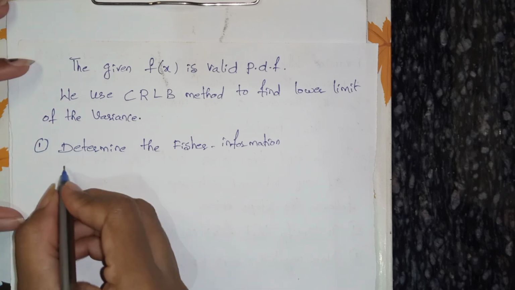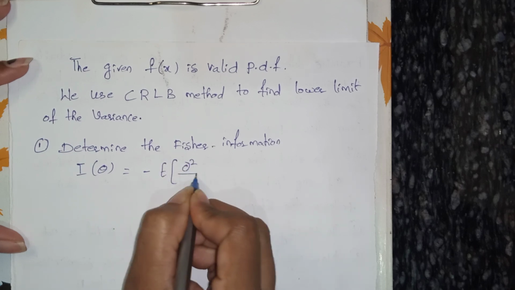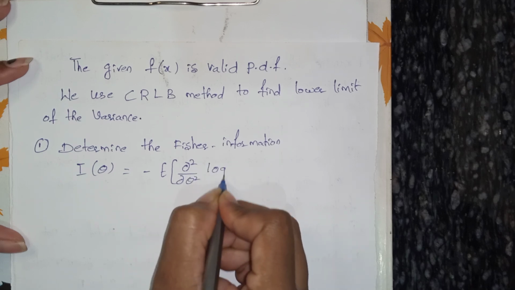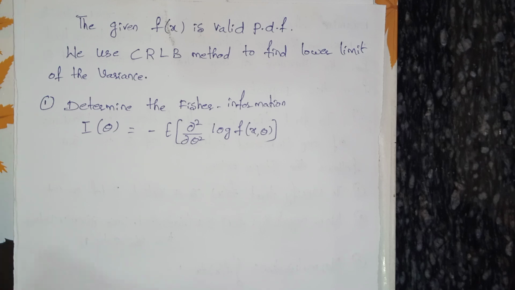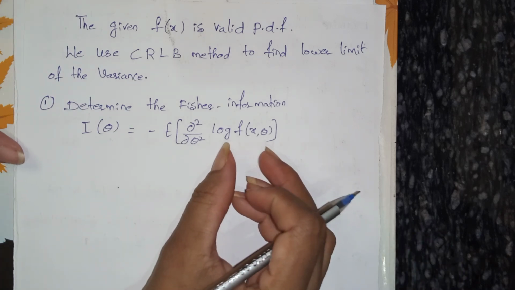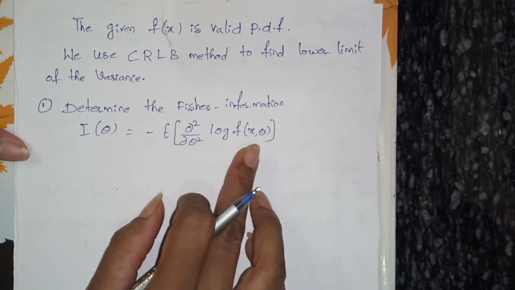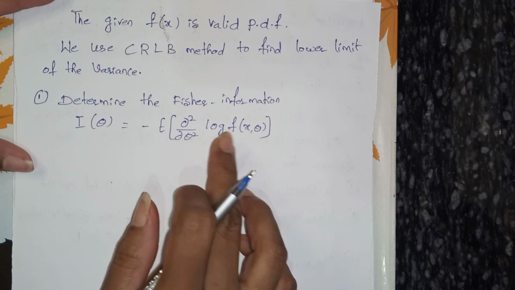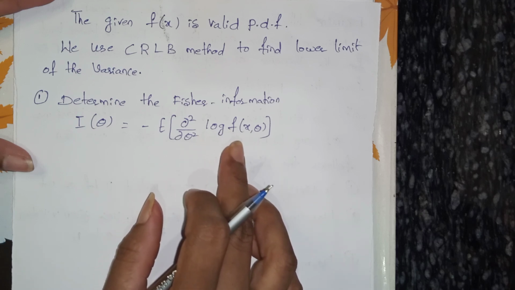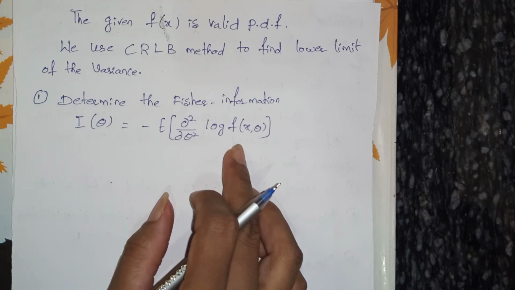Fisher information, I of theta, equals minus expectation of dou square by dou theta square of log of f of x, or we can also write f of x comma theta. That means we first have to take log of f of x, and after that we have to differentiate the function 2 times. So the first step is to apply log to the given PDF. Applying log and finding derivatives is the method we used in my previous videos, where we did 2 to 3 problems, the maximum likelihood method.